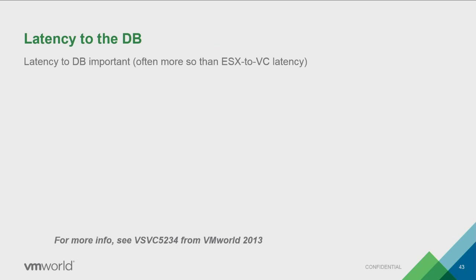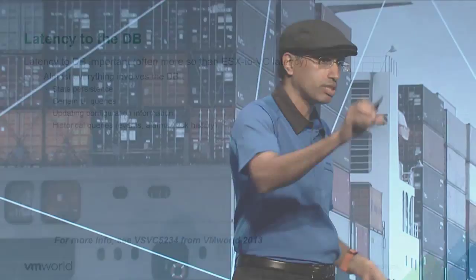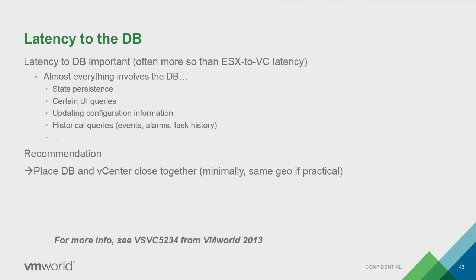I've talked many times about the latency to the database and why that's important. And we have a good understanding of why now, because we know that every operation that I do has to persist something to the database. Whenever I want to get stats or persist them, it goes to the database. What I would recommend, first of all, is that the vCenter and the database should be very, very close together, definitely in the same geography, if that's practical.